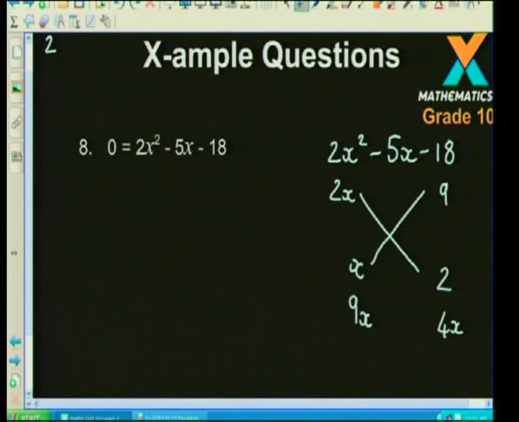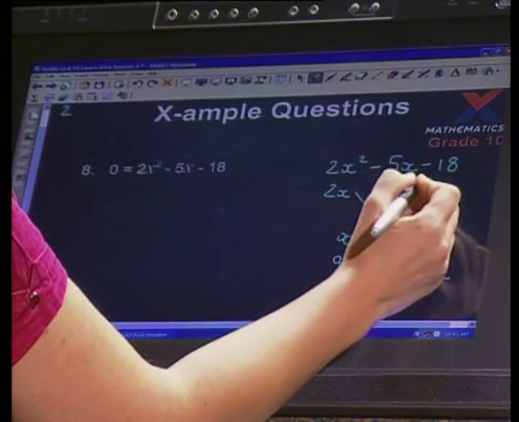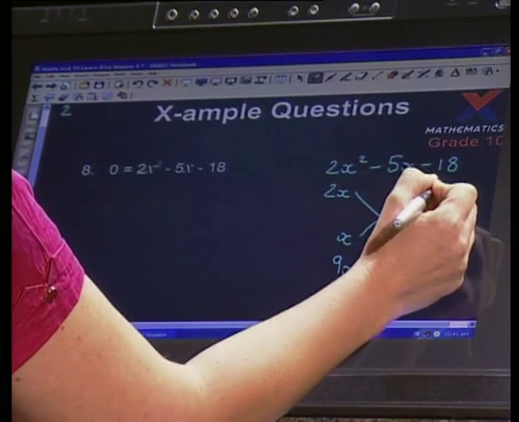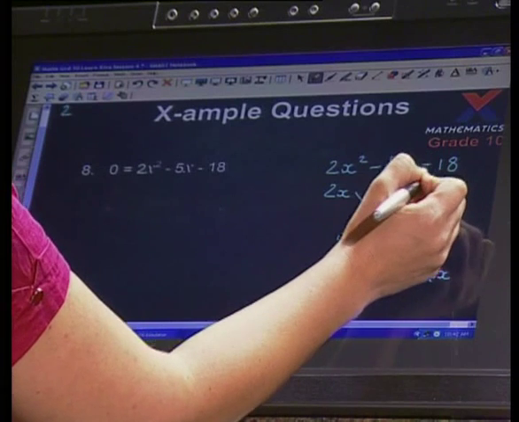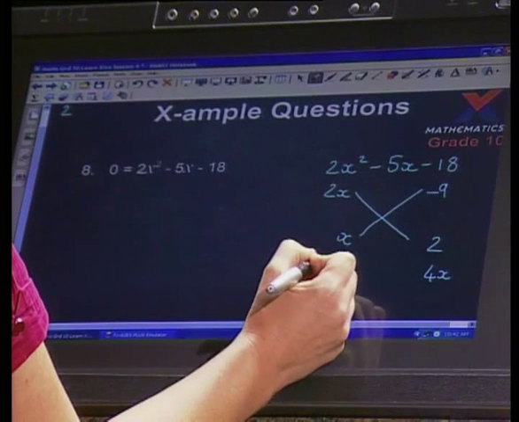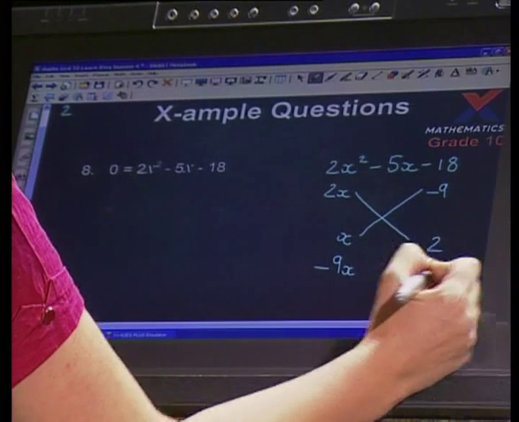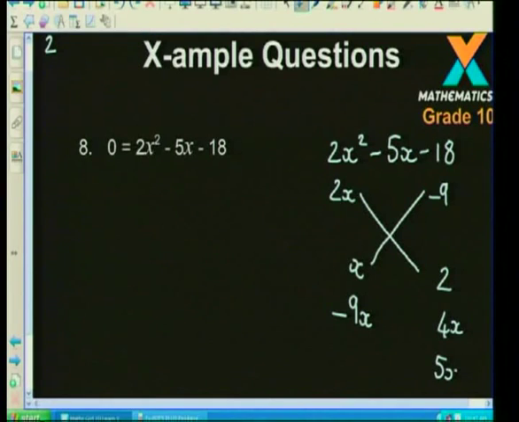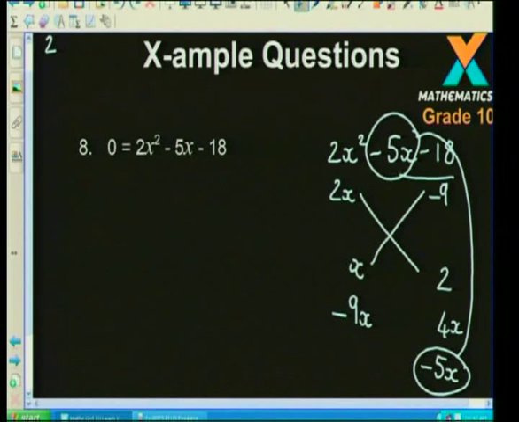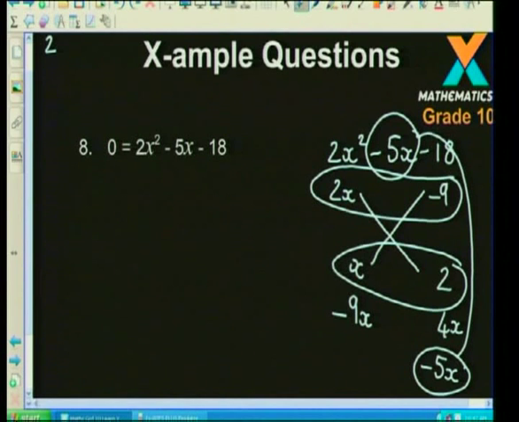Now keeping in mind that one of these numbers are going to be negative, is it possible to make negative 5x from these answers? Yes, it is. If I make the 9 negative, so negative 9 times 2 gives us negative 18. That means that negative 9 times by x will give me negative 9x. Negative 9x plus 4x will give me negative 5x. Is negative 5x the same as the middle term? Yes, it is. It means that my brackets are going to be 2x minus 9 and x plus 2.